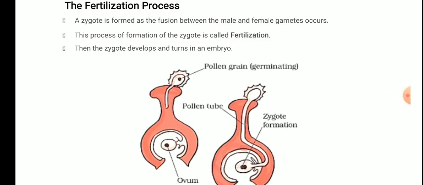After some time, this zygote develops and turns into an embryo, meaning development will occur. I told you that whenever life starts, it starts with a single cell, that is zygote. Even like us, in human beings also, when life is starting, it starts with a single cell, and the first cell is the zygote because of the fusion of male and female gametes.